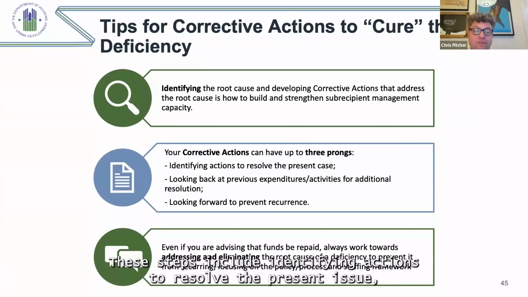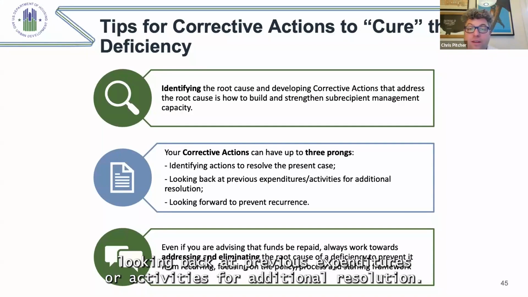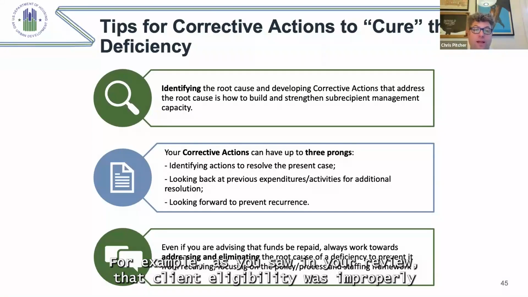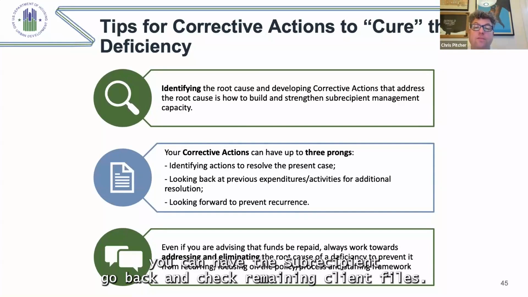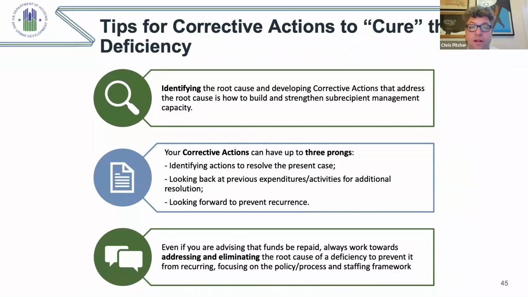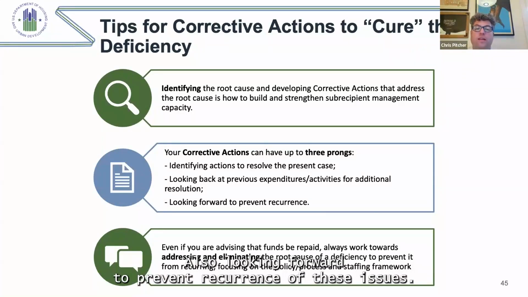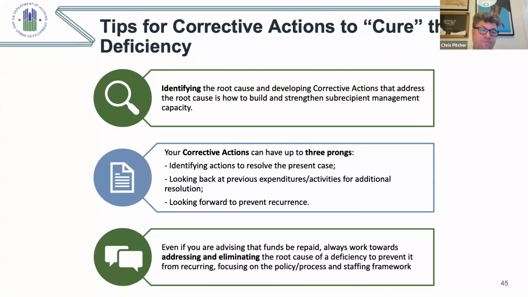These steps include identifying actions to resolve the present issue, looking back at previous expenditures or activities for additional resolution. For example, if you saw in your review that client eligibility was improperly evaluated for the entire sample, you can have the subrecipient go back and check remaining client files. Also, looking forward to prevent recurrence of these issues.